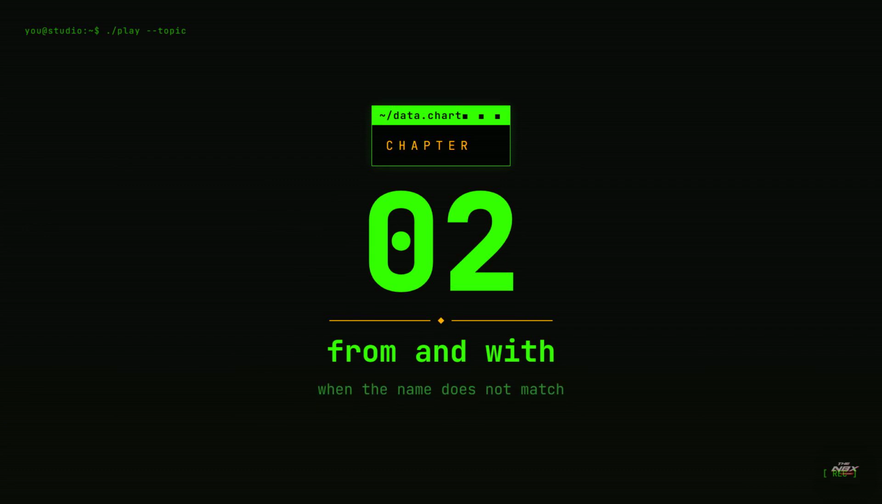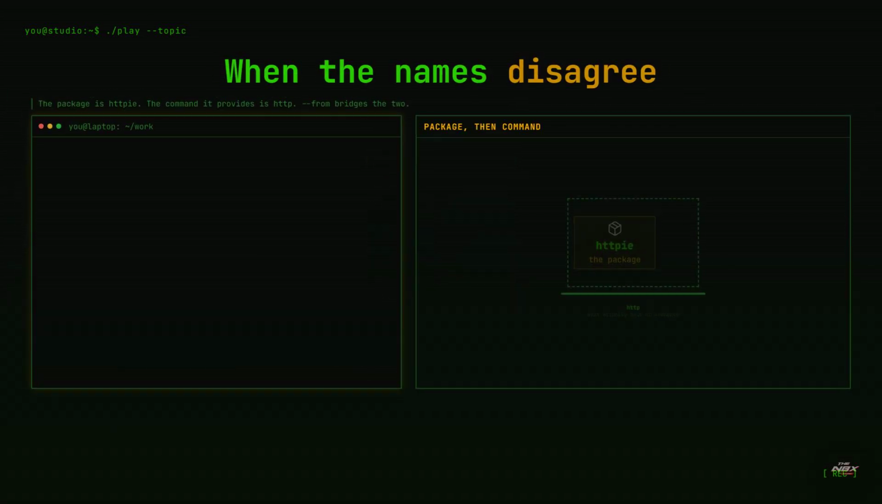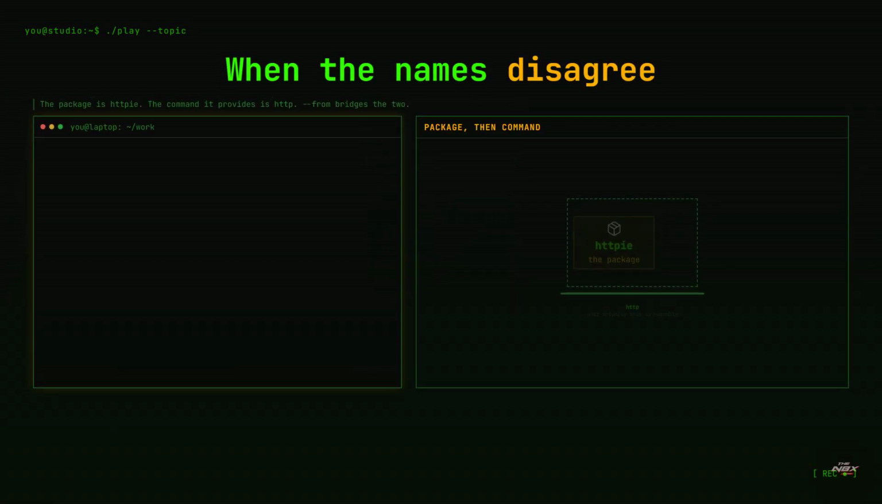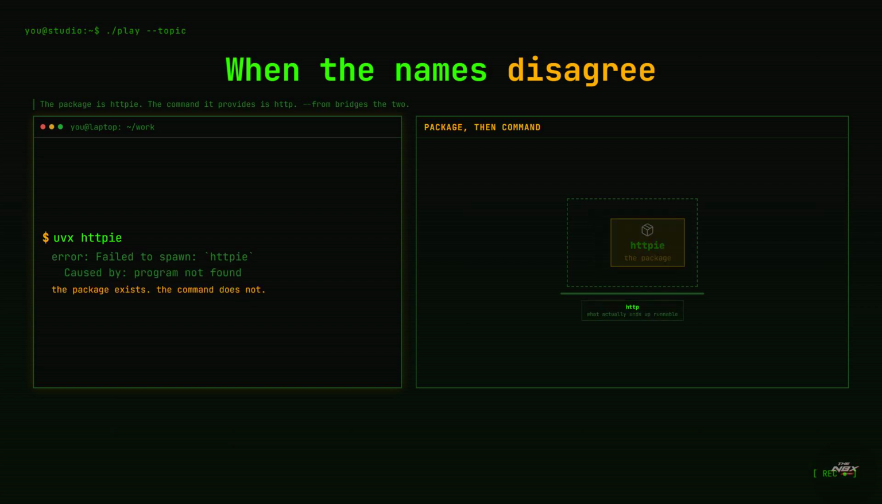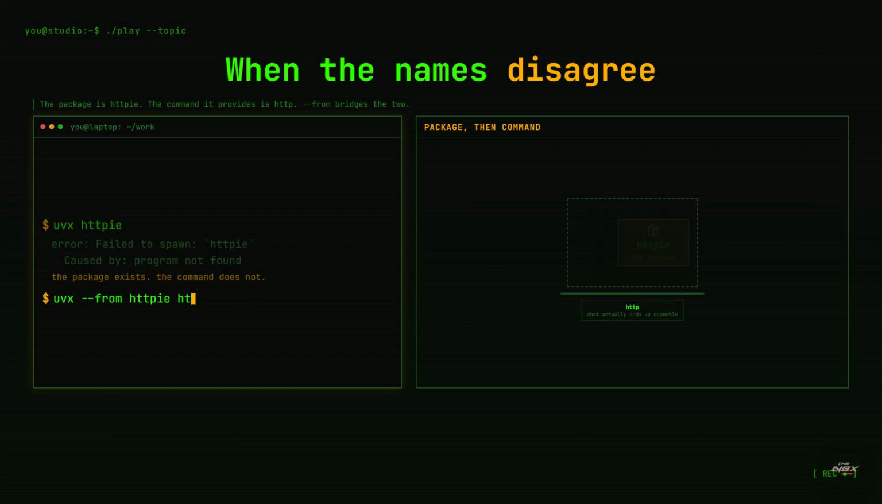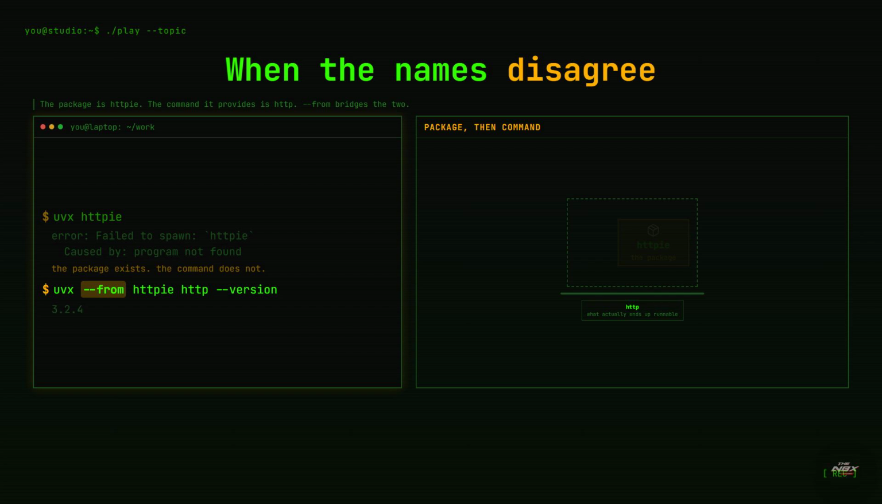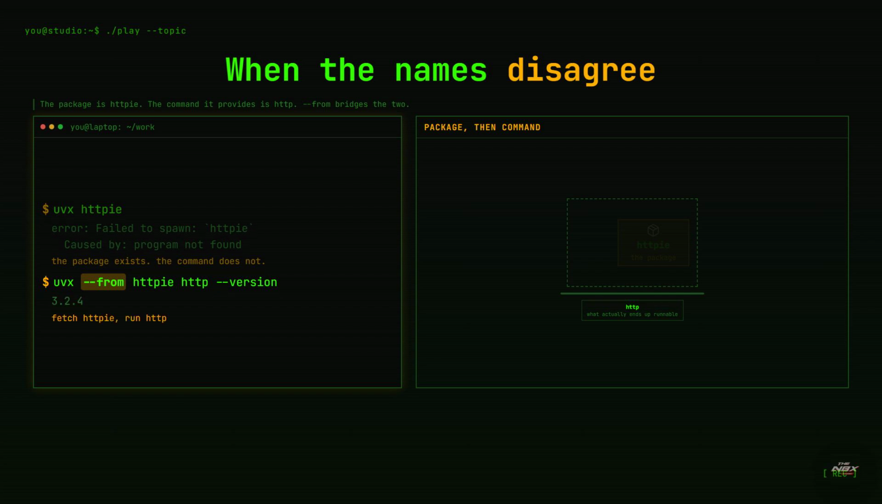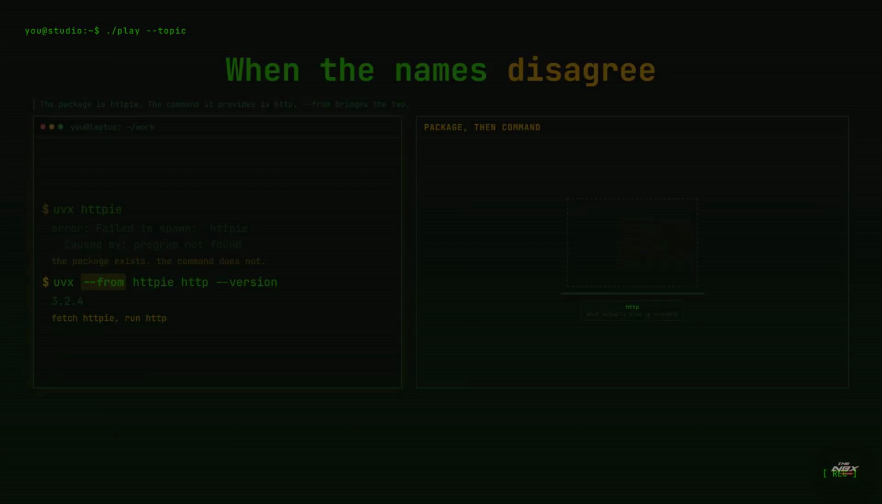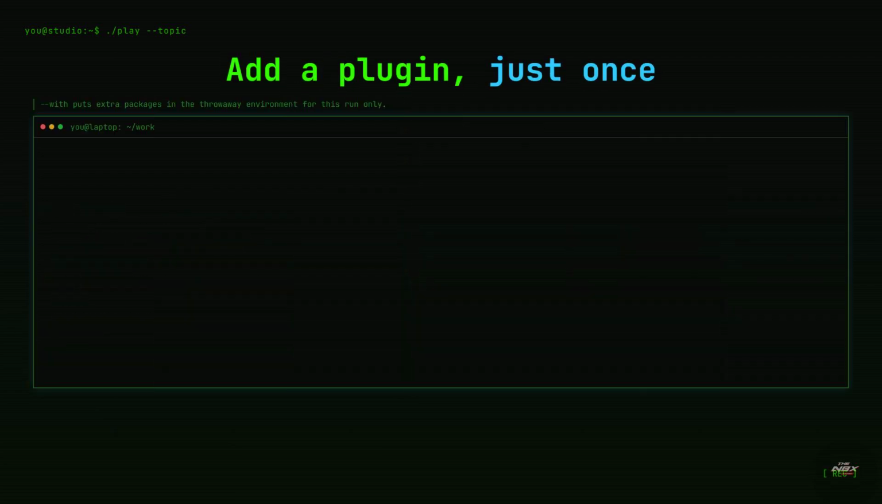Two flags turn uvx from a nice trick into something you'll use constantly. Sometimes the package and the command have different names. The package httpie installs a command called http, so uvx httpie would look for a command called httpie and fail. --from tells uv which package to fetch, and the word after it is the command to run. And --with adds extra packages into that throwaway environment for the one run.